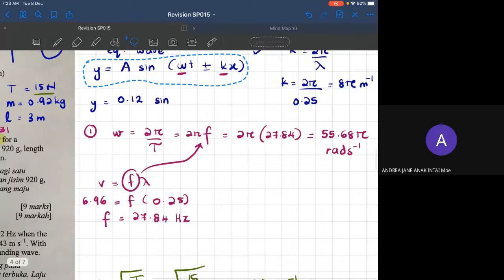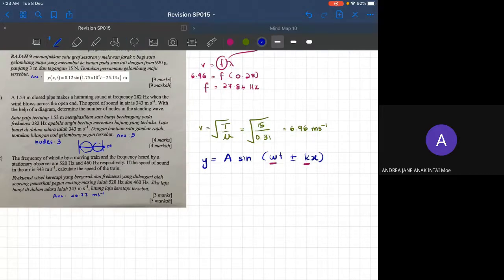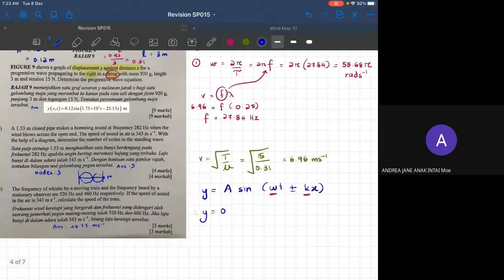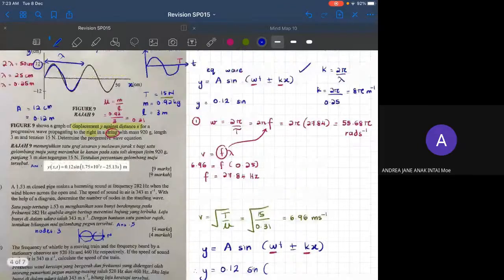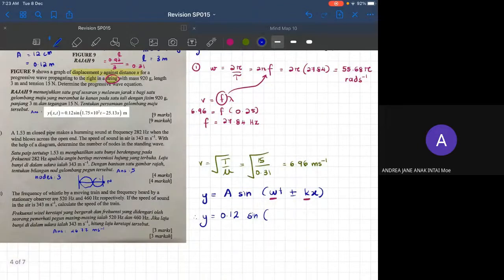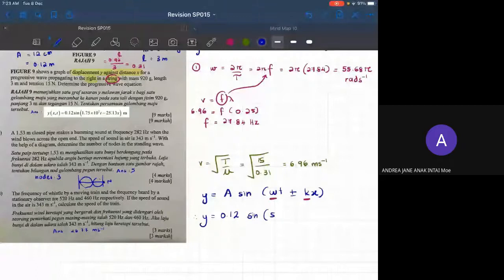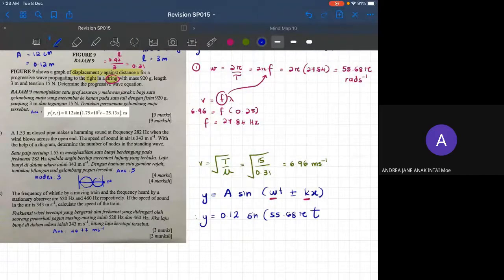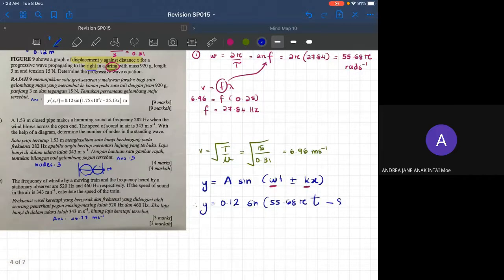Okay, so kat sini kamu boleh gunakan. So actually our equation is Y equals to, our A is 0.12 sin. Okay, our omega is what tadi? 55.68 pi t. Sebabkan dia bergerak to the right, maka nilai dia adalah negatif lah kat sini. Okay, and our k is 8 pi, 8 pi x. So this is our wave equation.